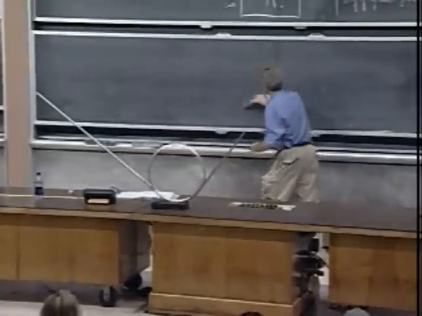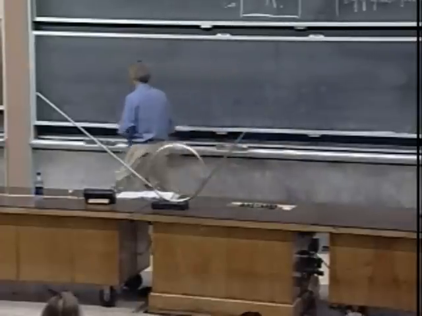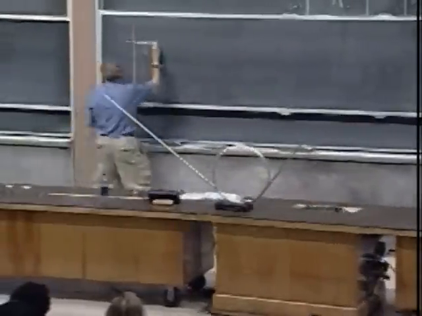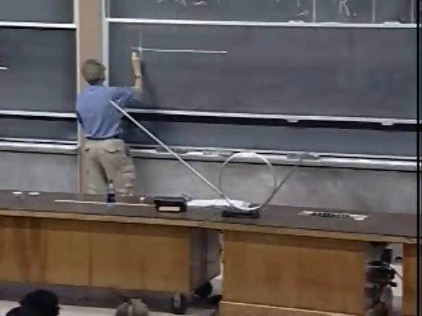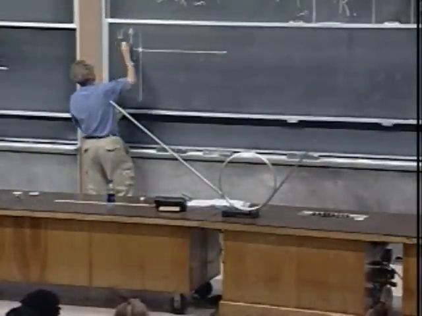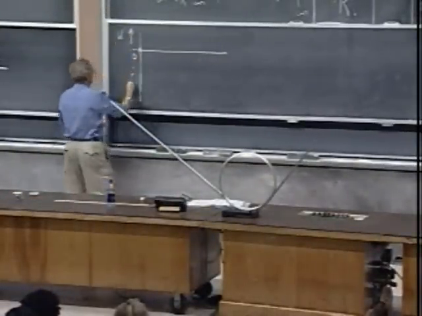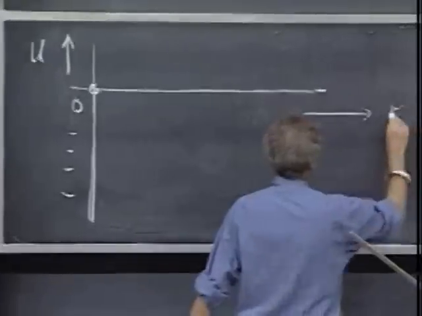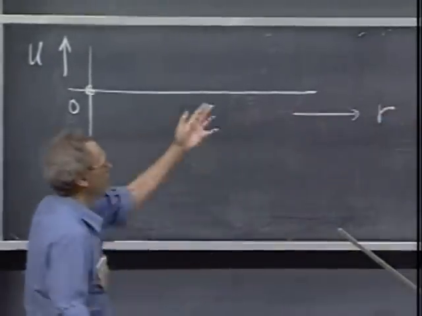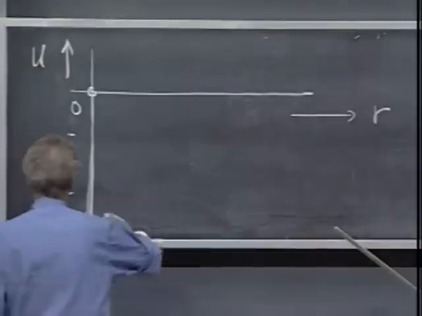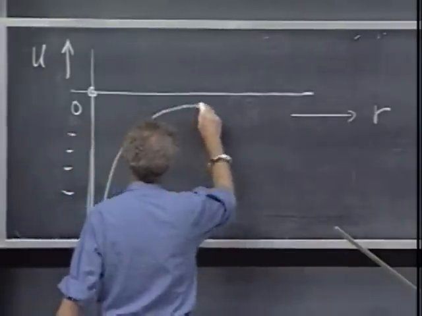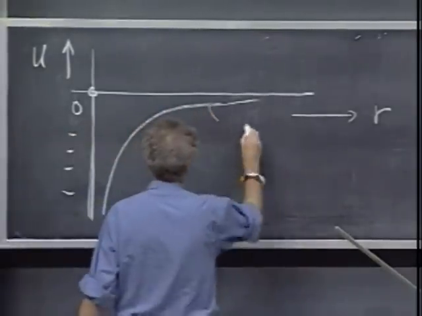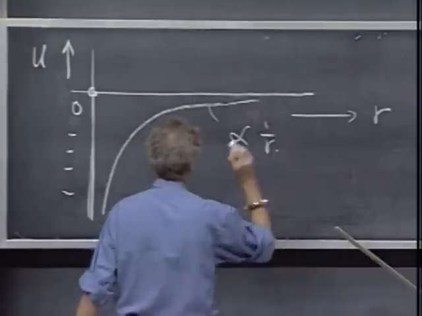The force, gravitational force, falls off as 1 over R squared. Here's 0. This is the gravitational potential energy. All these values here are negative, and here I plot it as a function. I use the symbol little r now instead of capital R. And so the curve would be something like this. This is proportional to 1 over R.